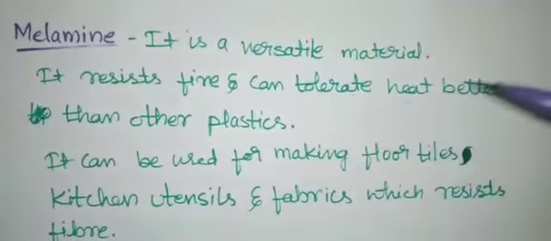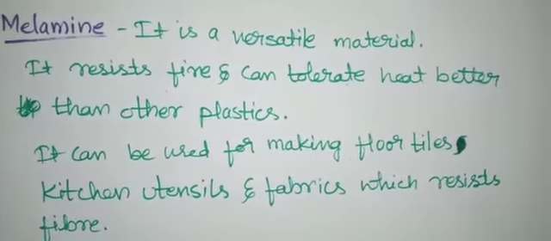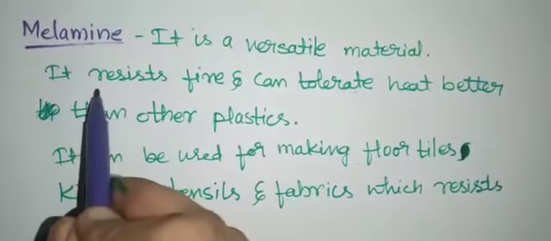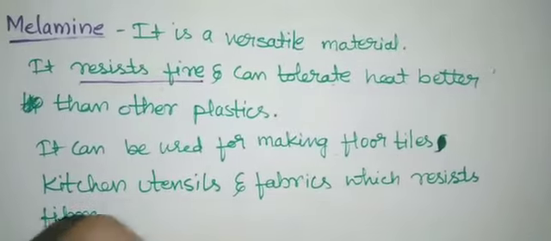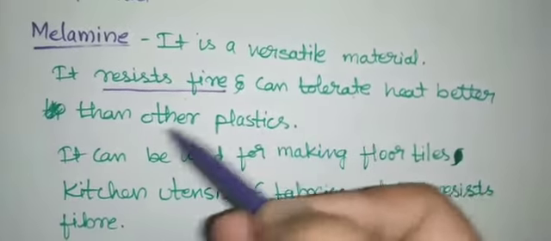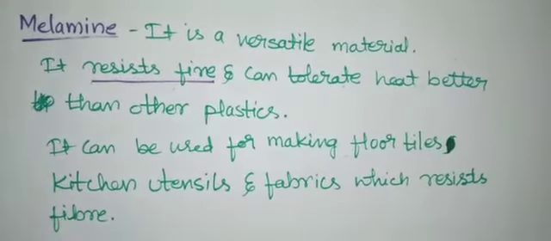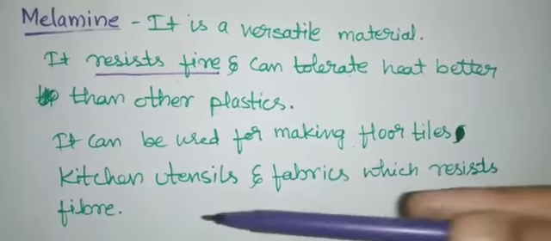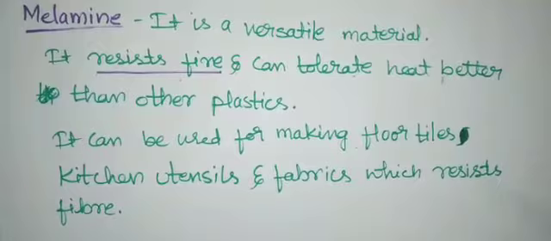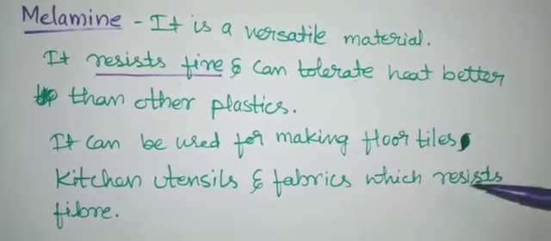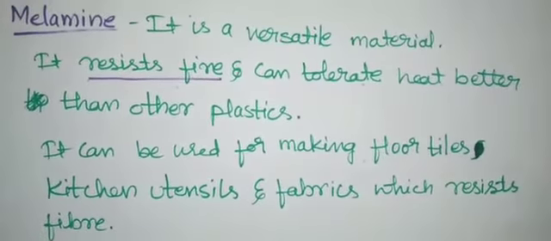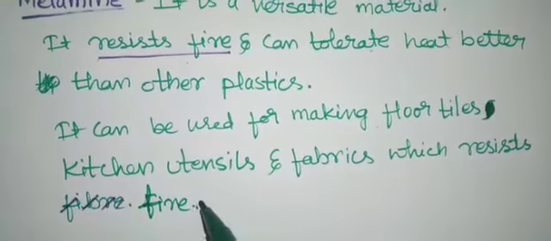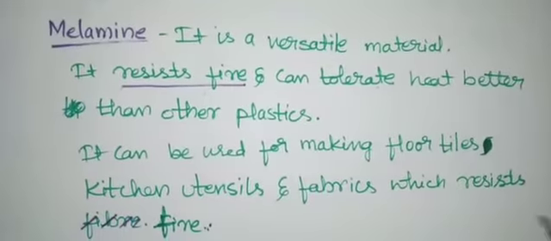This melamine is a versatile material. It can resist the fire. The special characteristic of this is that it can resist the fire, and it can tolerate heat better than other plastics. These are also used in making floor tiles, kitchen utensils, fabrics, because it resists the fire. So this is about the topic.